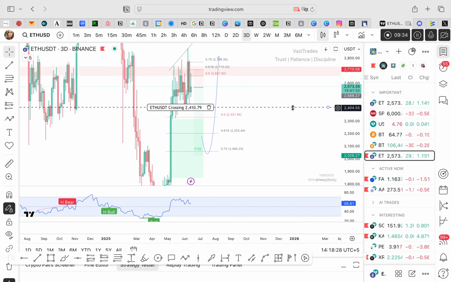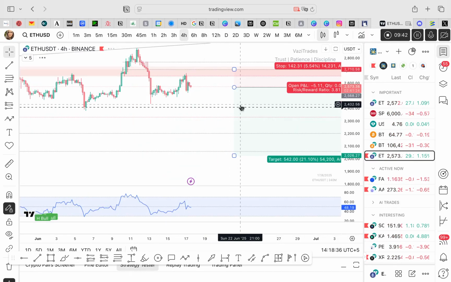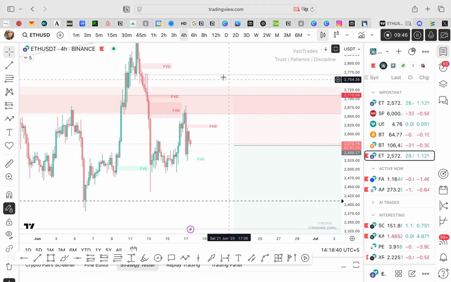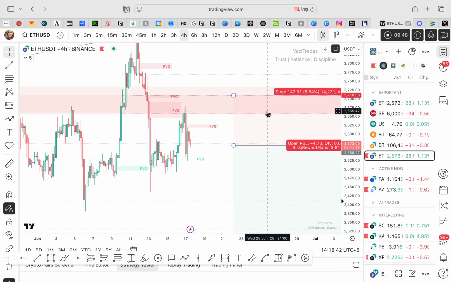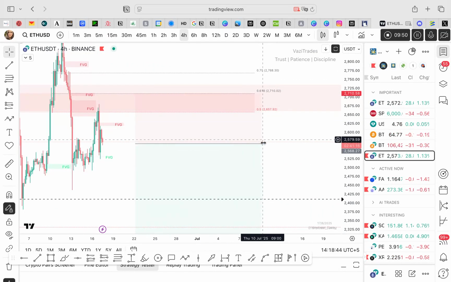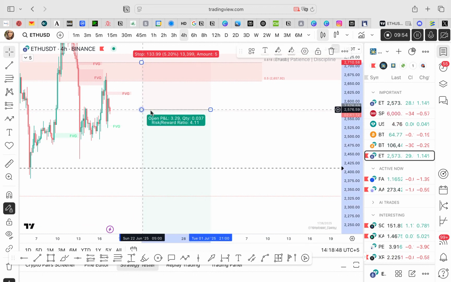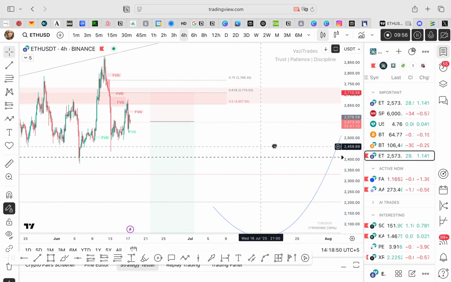So yeah, the bearish scenario is still valid on Ethereum. It will be invalidated only if Ethereum now goes and gives a close above 2700. If it does not break above 2700, then expect a bearish trend continuation.